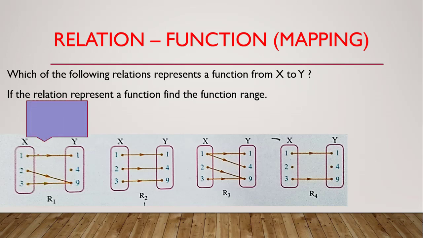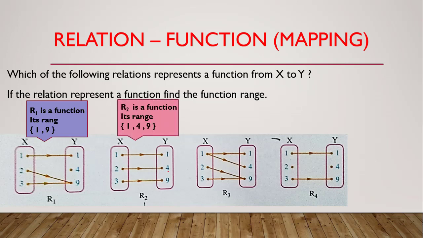The range, I'll take the range from Y, from the second set. Any element which receives an arrow is in the range. So 1 belongs to the range and 9, 1 and 9 only. Okay, R2, I have one arrow and only one arrow from 1 and from 2 and from 3. So this is also a function. Where is the range? The range from Y, 1, 4 and 9.